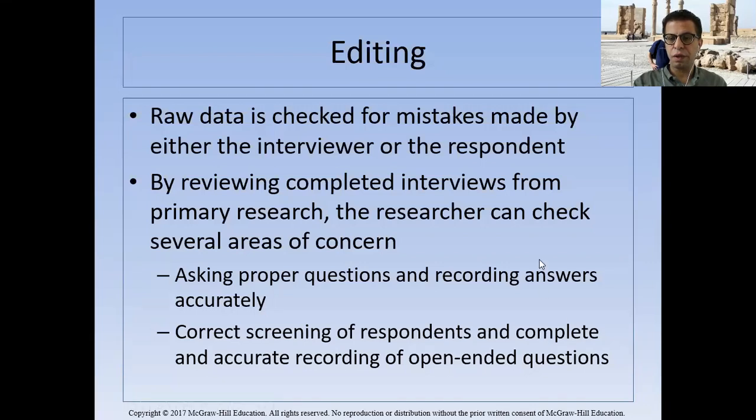This is what you call editing: asking the proper question and recording answers accurately. If the proper questions are not being answered, or answered inaccurately, you have data being collected with bias or something that's wrong or useless. Correcting the screening of respondents and completing the accurate recording of open-ended questions, especially in open-ended questions where you need to really review the answers. Is it done?